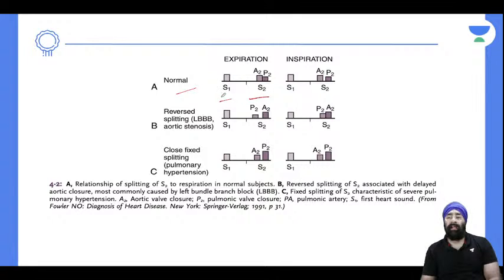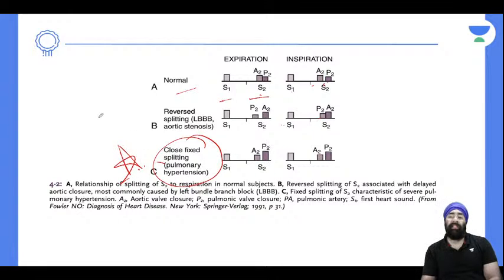S1 S2 comes, lub dub. On inspiration, if you inspire more, there can be lub d-dub because there is a gap. In reverse splitting, lub dub, then on expiration the d-dub will come. So there is something called a closed fixed splitting also, which happens in pulmonary hypertension cases.